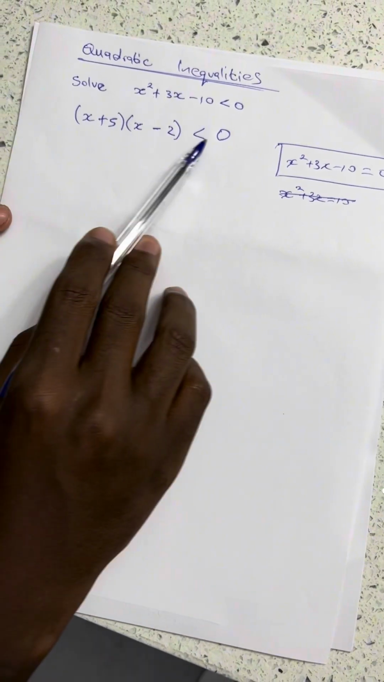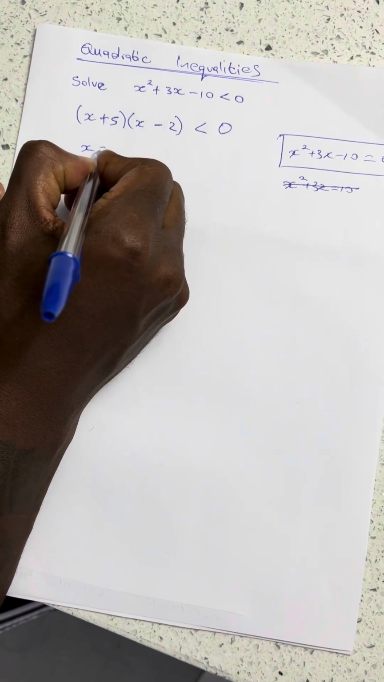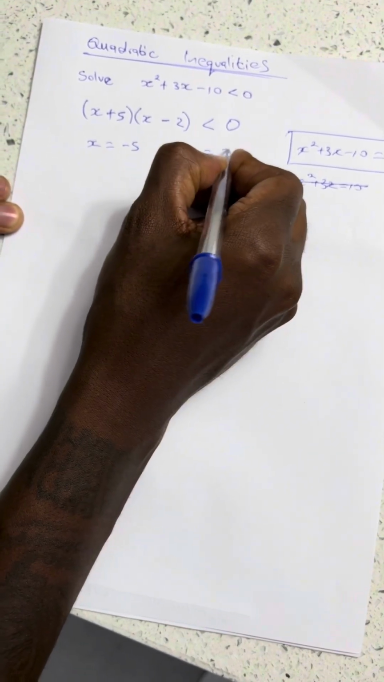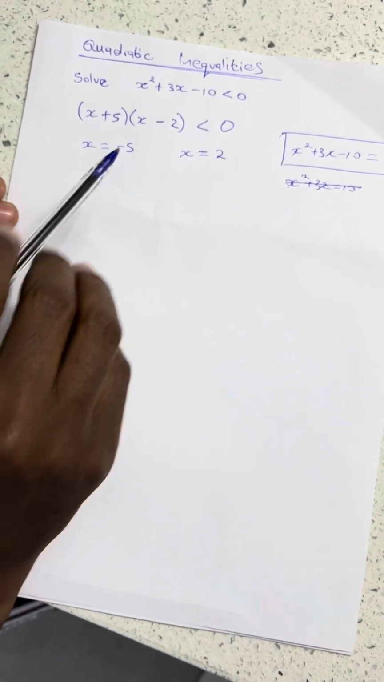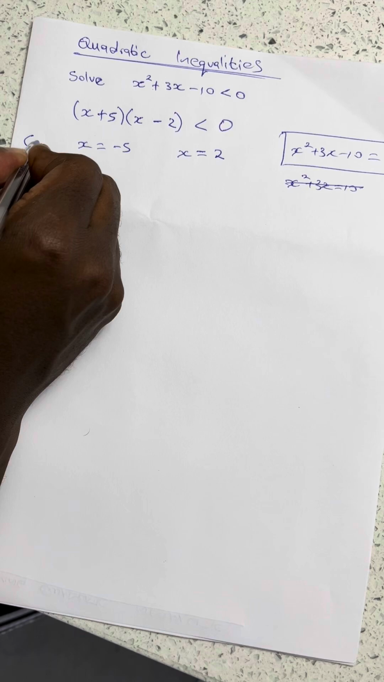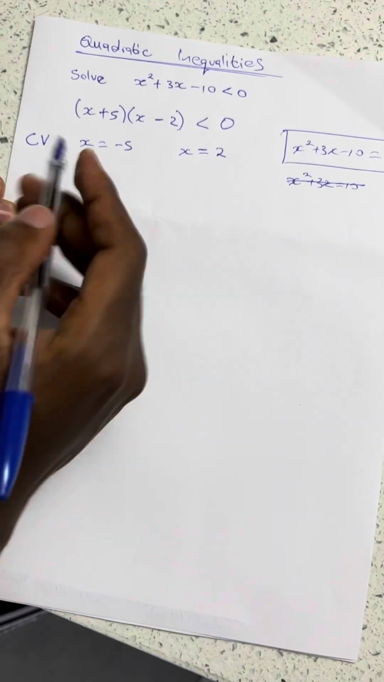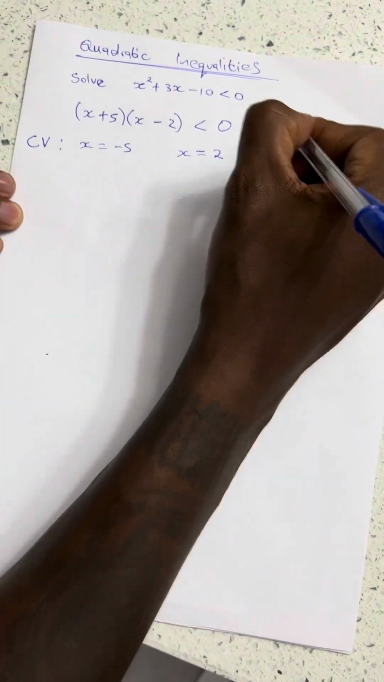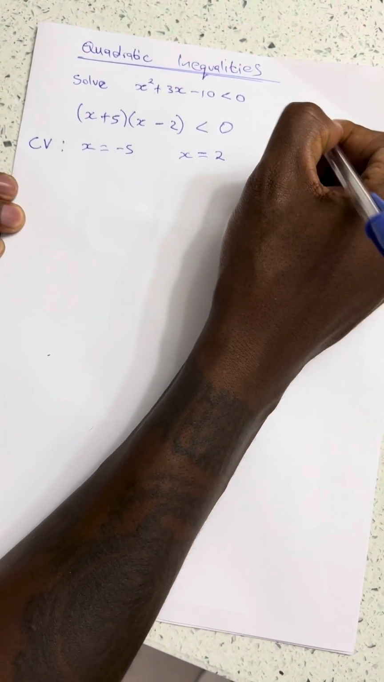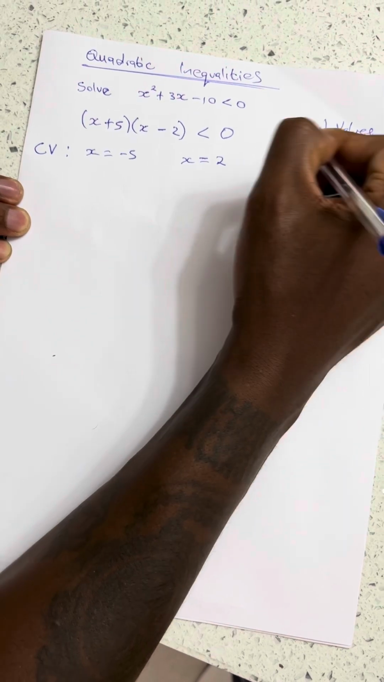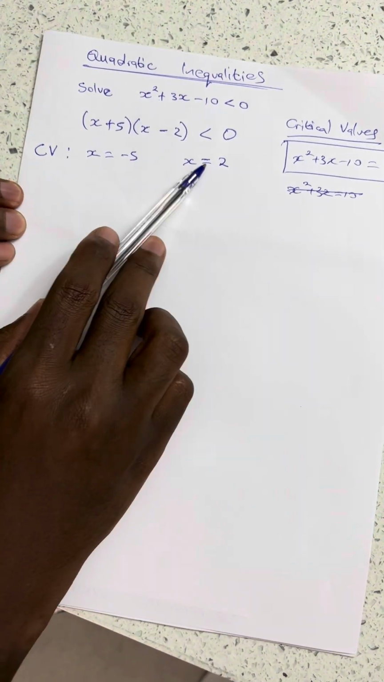If this was a quadratic equation, we would have x is equals to negative 5, and we would have x is equals to 2. But since this is a quadratic inequality, these are critical values. Call them CV. I don't have space, but you can always write CV or write critical values in an exam. So these are our critical values.